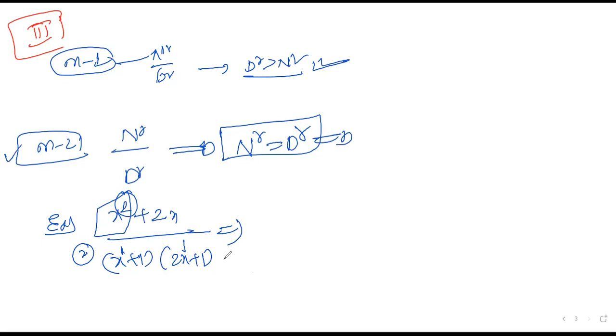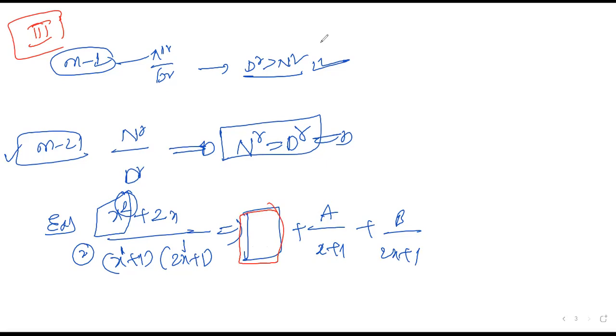After that, you go for a by x plus 1 plus b by 2x plus 1. But we need to add a constant value to move forward in method 2. This is a special thing in method 2. Coefficient of numerator by coefficient of denominator. The coefficient of the numerator's highest power is 1. If nothing is there, don't say it is 0. It is 1.